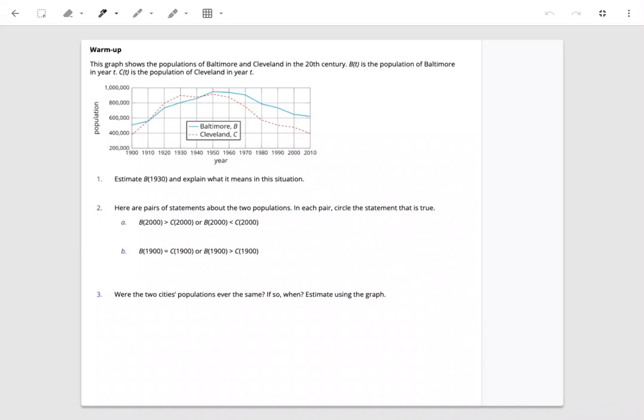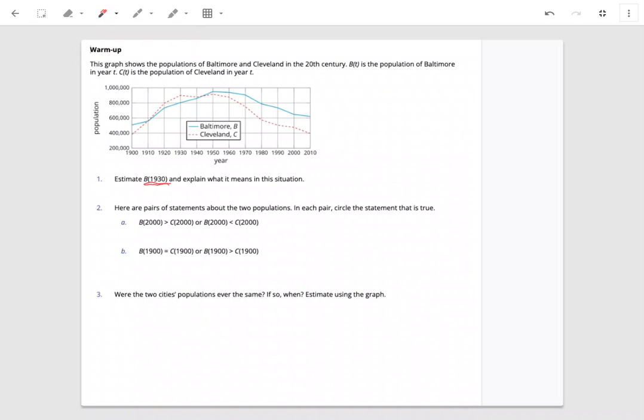The graph shows the populations of Baltimore and Cleveland in the 20th century. B of T is the population of Baltimore in the year T. C of T is the population of Cleveland, C for Cleveland, in the year T. Estimate B of 1930 and explain what it means in this situation.